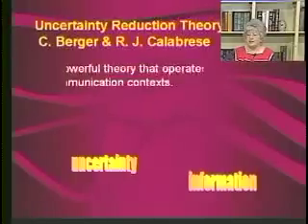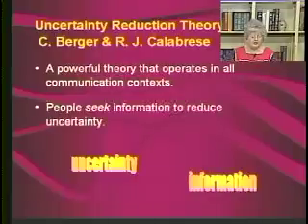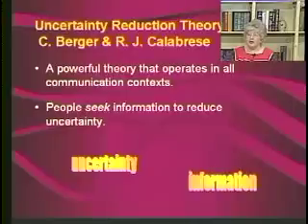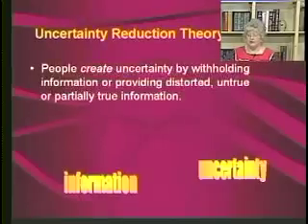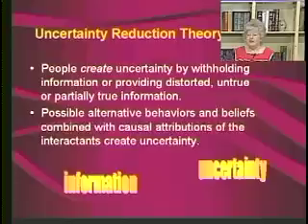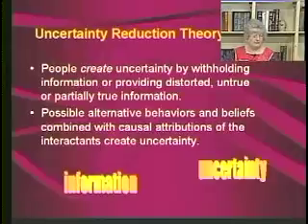Uncertainty reduction theory was Berger and Calabrese. That's that same information theory that we've been talking about before. And it's a very powerful theory. It's one that operates across a variety of contexts. It's the same theory, just translated from the broad level down to the more specific and interpersonal level. And as I mentioned before, people can use the information to either establish certainty by gaining information or use it to create uncertainty.